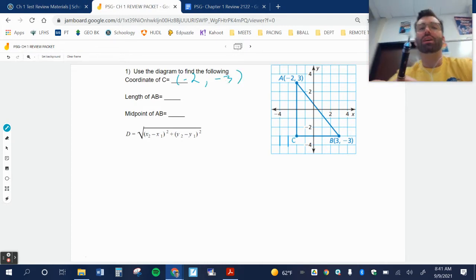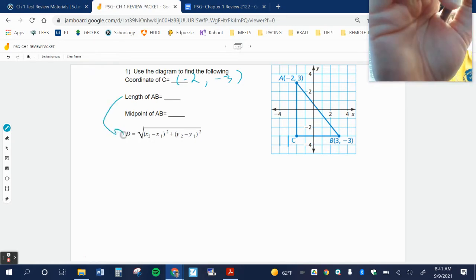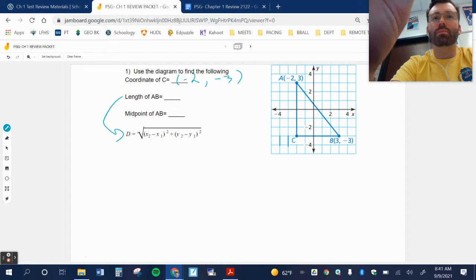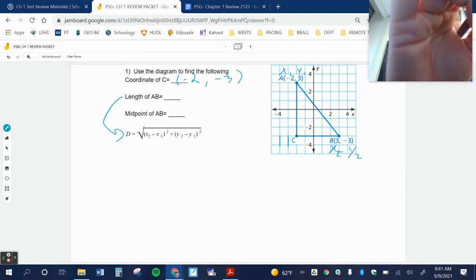All right, length of AB means we need to use the distance formula. Got to use a distance formula. So AB, I'm going to mark it x1, y1, x2, y2. All right. So here we go.